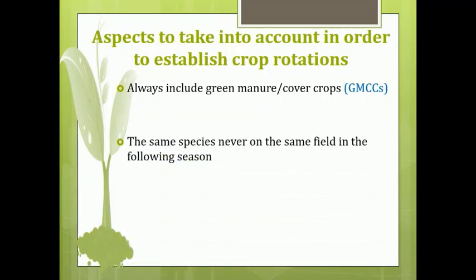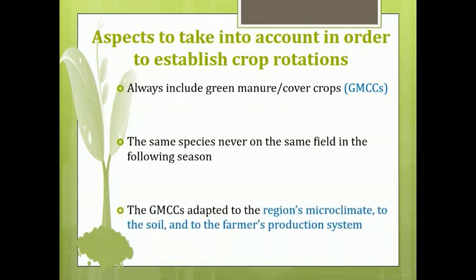The same species should never be sown on the same field in the following season, in order to control pests and diseases as well as to reduce the degradation of soil and nutrient exhaustion. The green manure or cover crops utilized should be adapted to the region's microclimate, to the soil and to the farmer's production system, and should result in important benefits for cash crops.